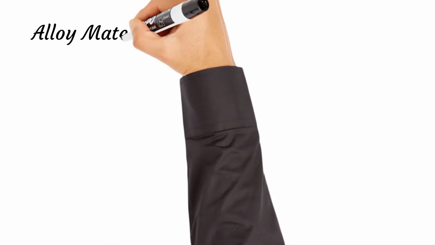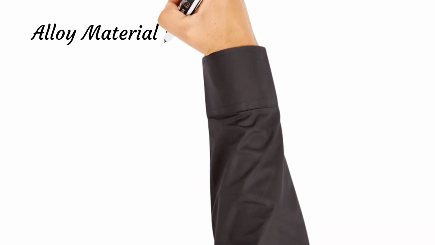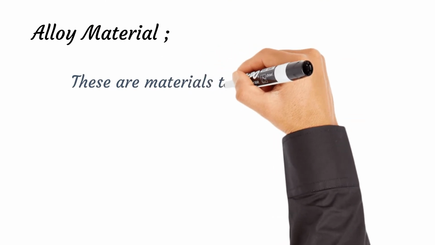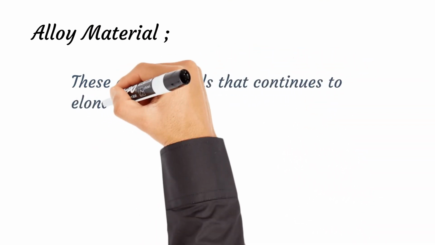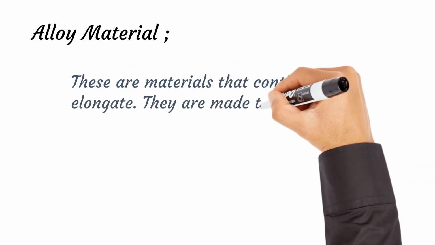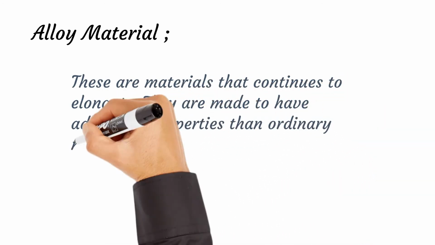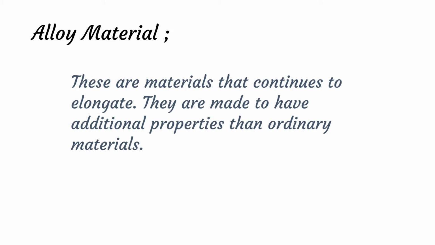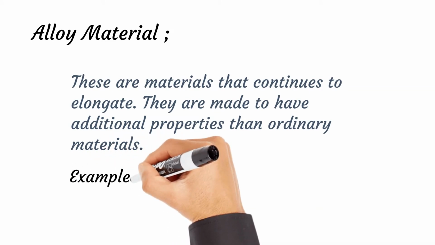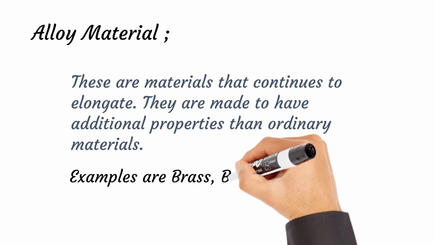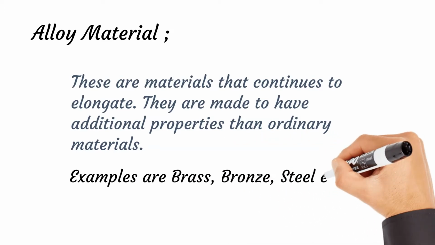Then we have the last type of material, alloy material. These are materials that continue to elongate. They are made to have additional properties than ordinary metals or materials. Examples are brass, bronze, steel, etc.